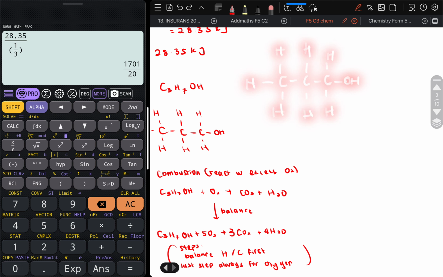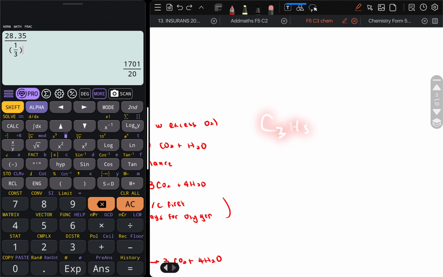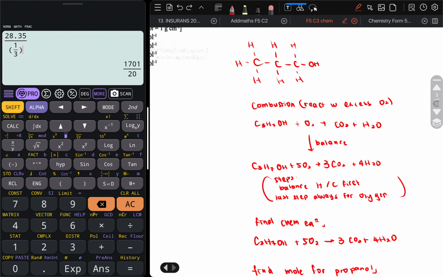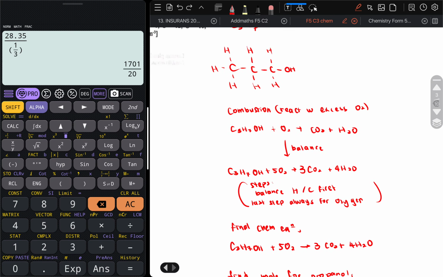Okay, so you have 1 2 3 4 5 6 7 H. 7H combined with this, actually 8H. So you can do C3H8O or you can do C3H7OH, up to you. So that will be your chemical formula for propanol.